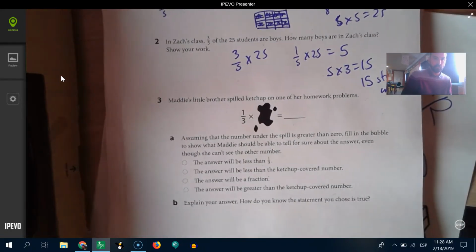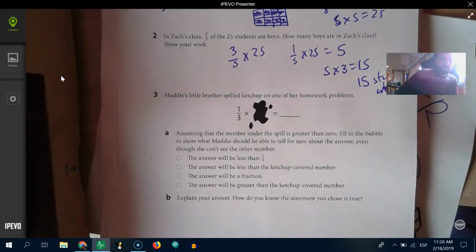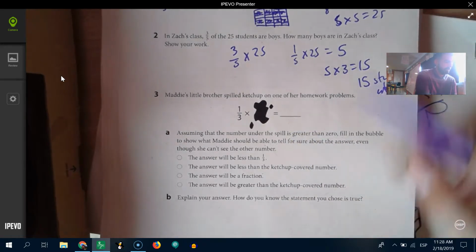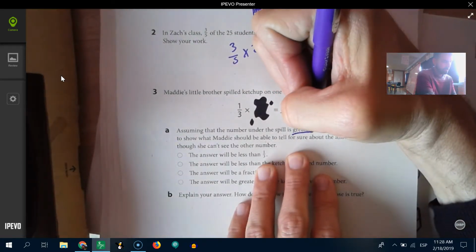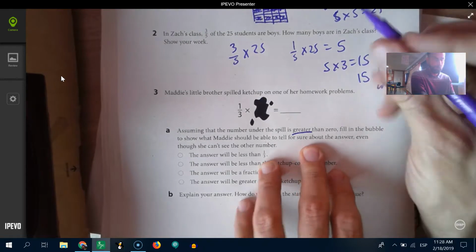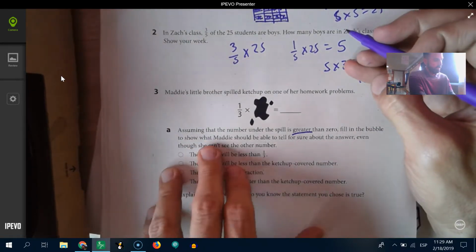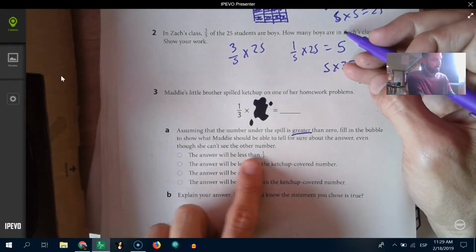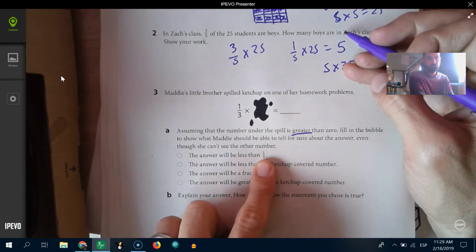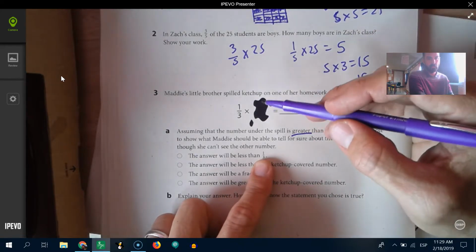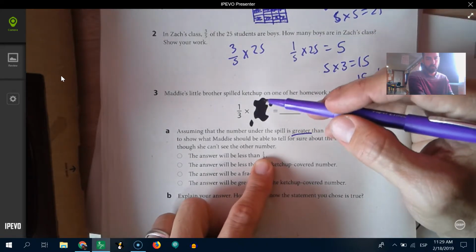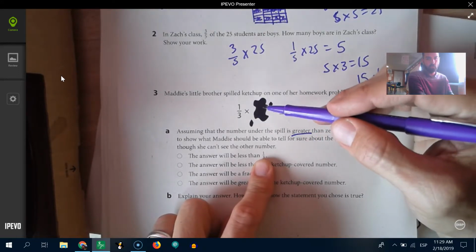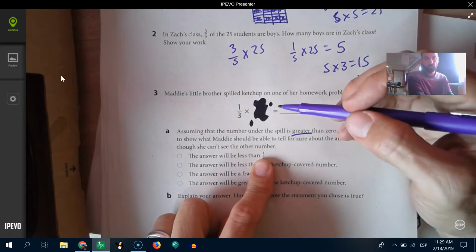Okay, Maddie's little brother spilled ketchup on one of her homework problems. 1/3 times something equals. Assuming that the number under the spill is greater than 0, not greater than 1, greater than 0. Fill in the bubble to show what Maddie should be able to tell for sure about the answer. The answer will be less than 1/3? No, only if this number is less than 1 and greater than 0 would the answer be less than 1/3. If this number is 1 or more, like 2, then it would be greater than 1/3.